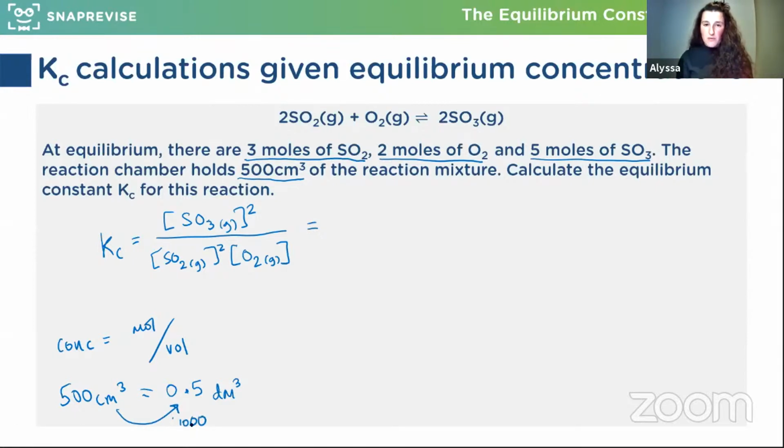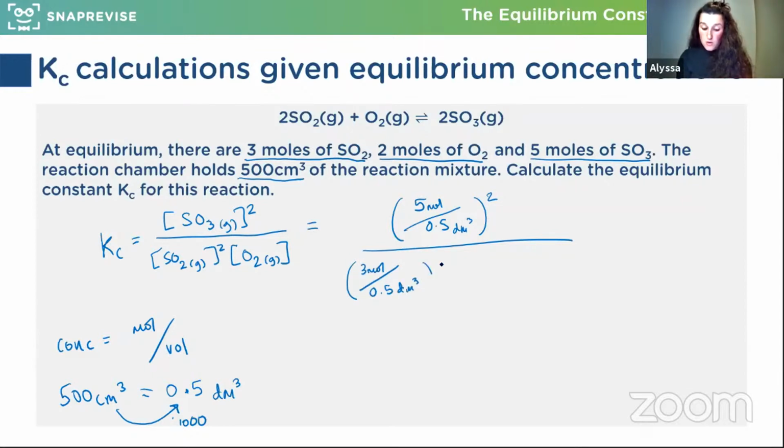So let's plug in some numbers. We need concentrations, which is moles per volume. So for the top, we've got SO3, which is 5 moles, divided by 0.5 decimeters cubed, moles per decimeter cubed, all squared, divided by SO2. There's 3 moles of SO2 in 0.5 decimeters cubed, all squared, times 2 moles of O2 divided by 0.5 decimeters cubed, equals, what's our value for Kc?